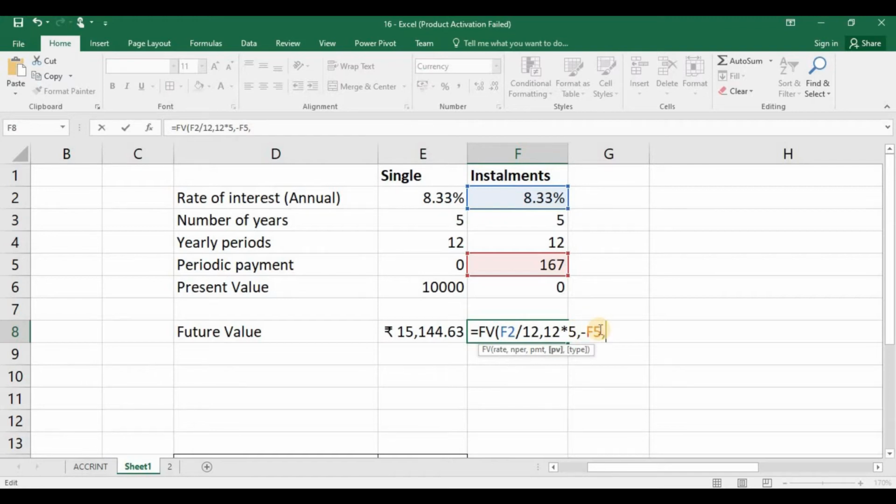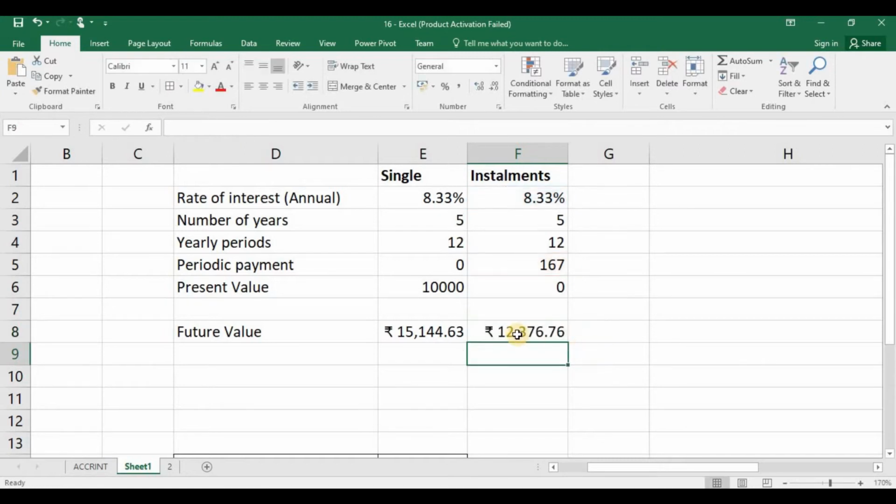Next, we have to enter the present value of our investment. Since it is recurring, we don't have an exact value. So, leave these two optional arguments. Close the round brace. Press enter. See, this is the future value of our recurring investment. Like this, you can calculate future value of any investment.